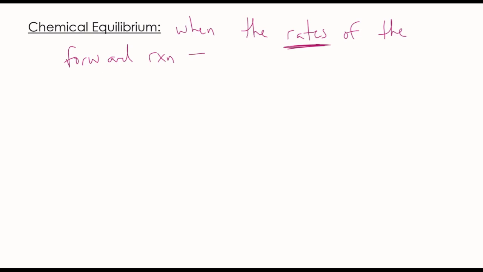So what is chemical equilibrium? This is when the rates of the forward and the reverse reactions are equal. And it's very important with these that it's the rate of the reaction. So that is how fast are the reactants becoming products and how fast are the products becoming reactants. People often get really confused by this.